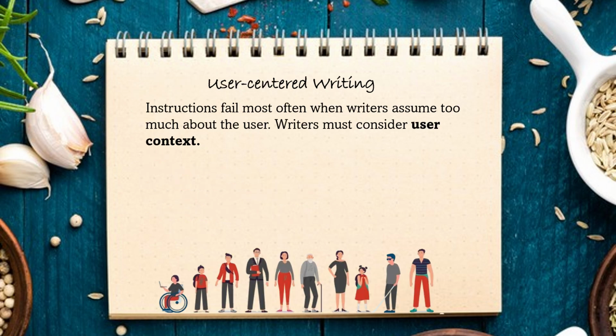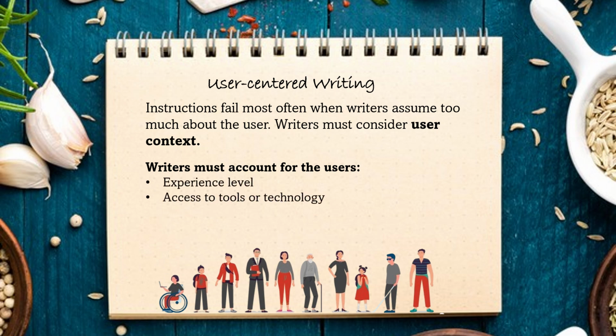Writers must account for user contexts. Things like experience level, access to tools or technology, and physical, cognitive, or situational constraints. For example, instructions written for a calm office setting may not work at all in a stressful or time-sensitive environment. This is why user-centered writing is also ethical writing.